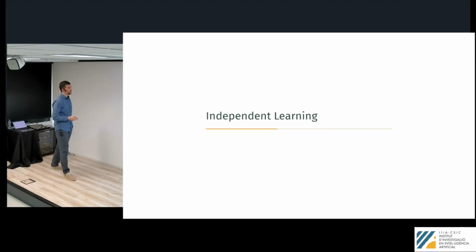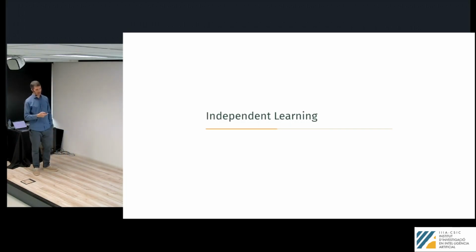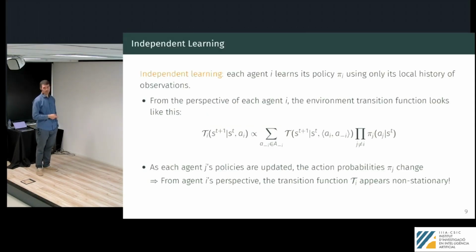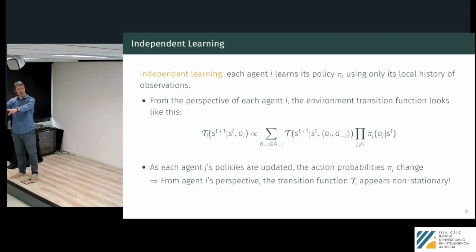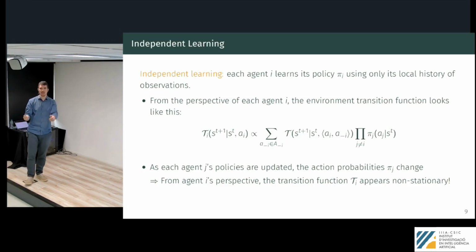Now let's look at independent learning, where we also will be using Q learning as an example. So for independent learning, we now have this different reduction. Each agent i now learns its own policy pi i using only its local history of observations. And from the perspective of every agent, basically, we ignore the other agents. What the other agents are doing is just part of the environment, noise, dynamics. I do not represent them explicitly in any way in my learning.